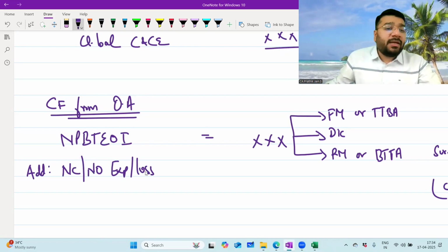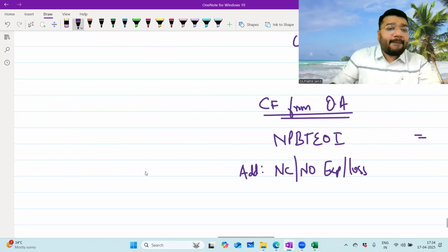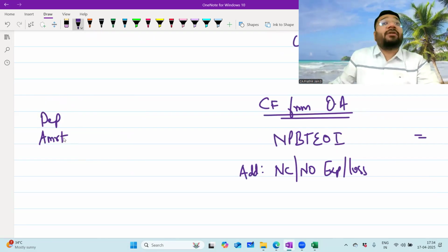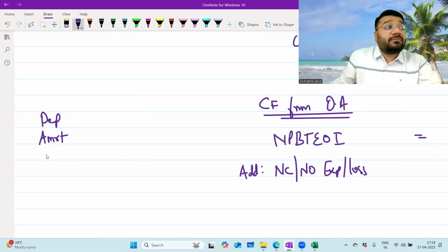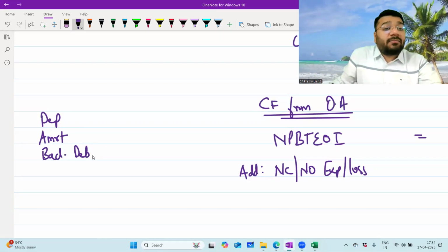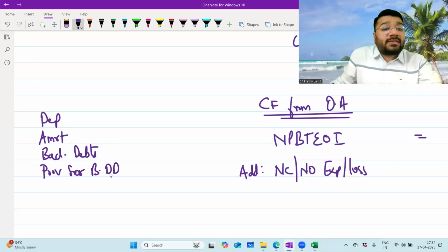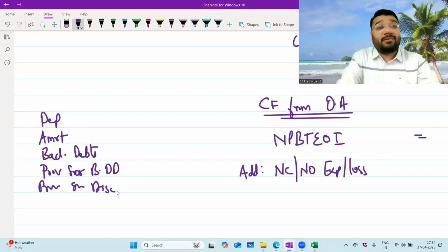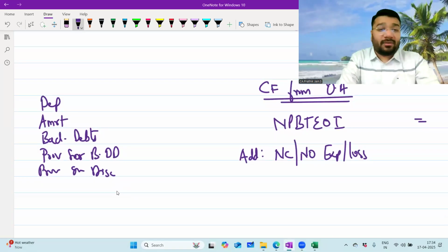Expenses or losses. Can you name a few of them? Depreciation, amortization. I said non-cash first. Bad debts. With bad debts, one more item will come. Provision for bad and doubtful debts. Provision for discount. 11th standard topic. Provision means any provision can come, no?